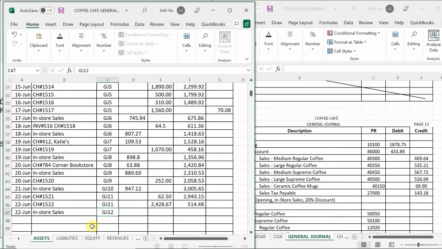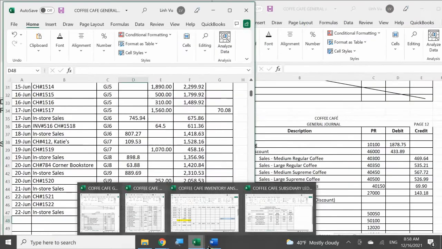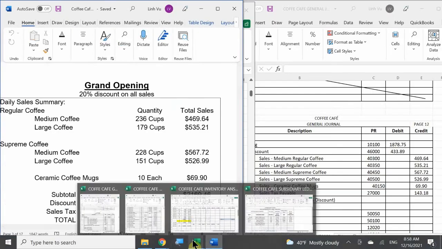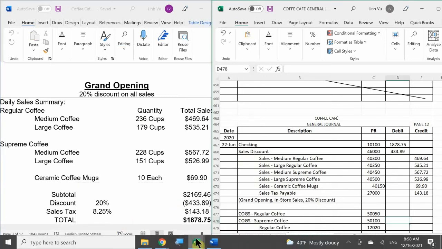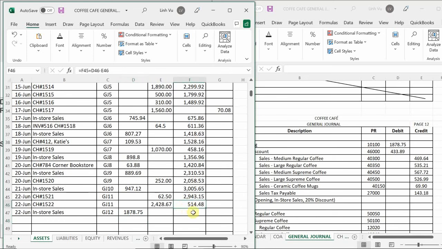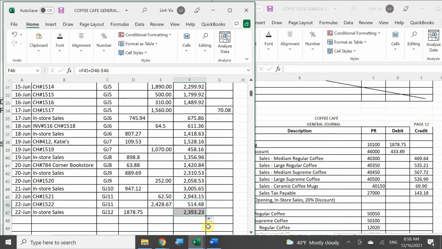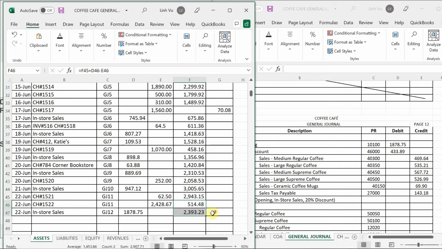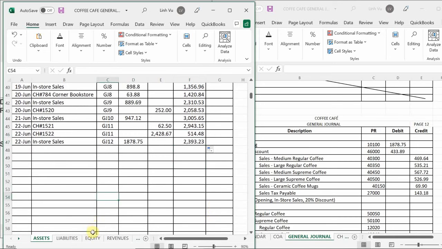$12 now, right? We started a new worksheet, a new page. So what's my new ending balance? I have 18.93.23. Good. 2393.23. And we have our sales.